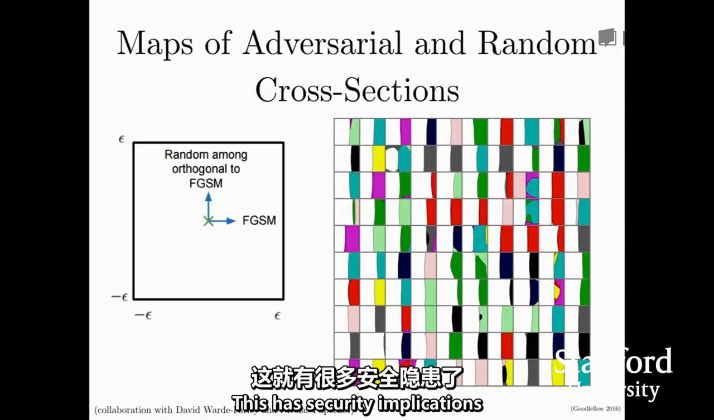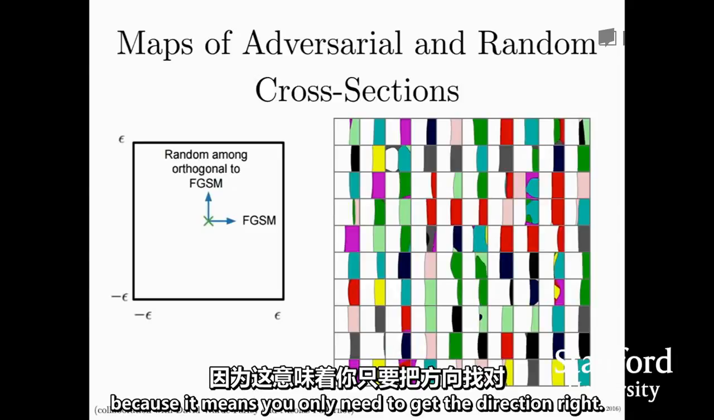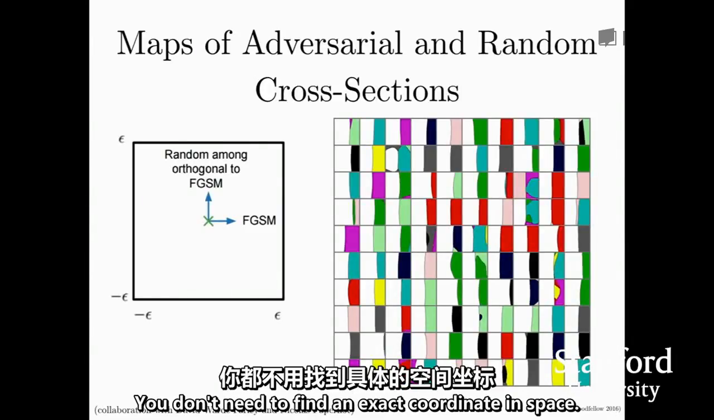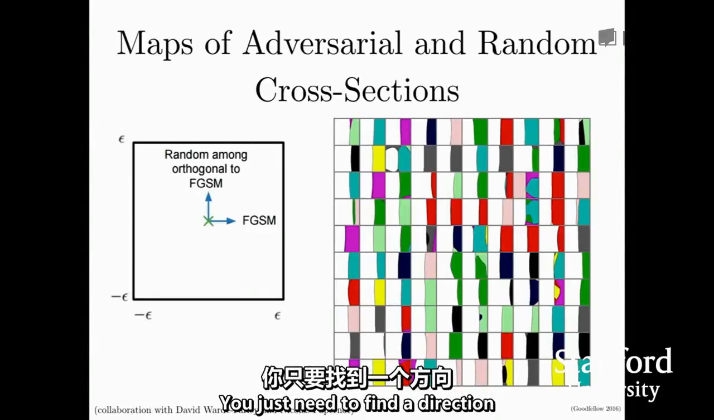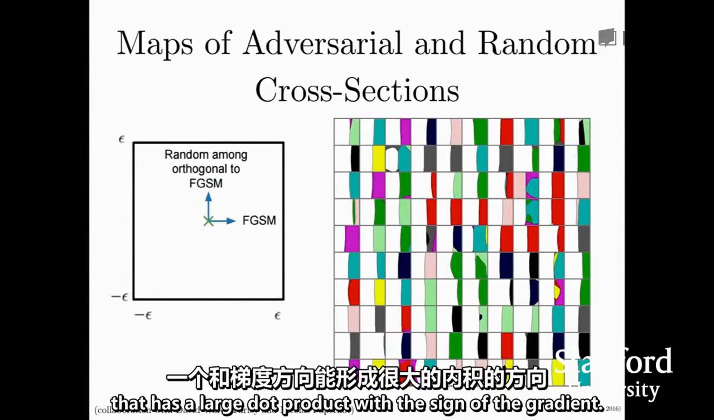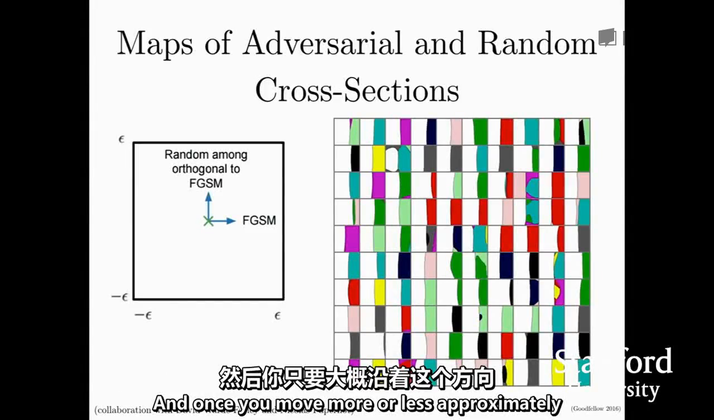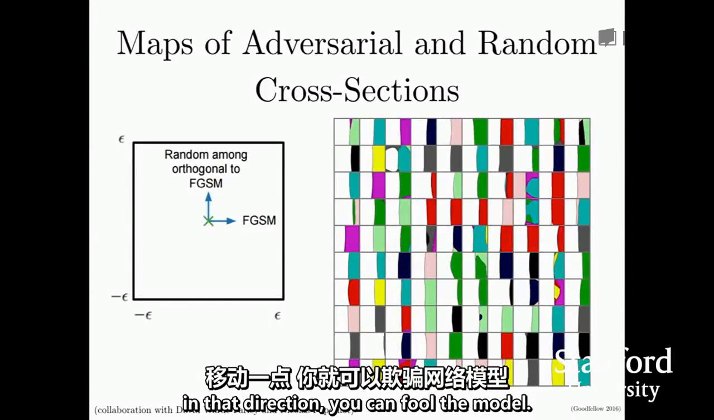This has security implications because it means you only need to get the direction right. You don't need to find an exact coordinate in space. You just need to find a direction that has a large dot product with the sign of the gradient. And once you move more or less approximately in that direction, you can fool the model.